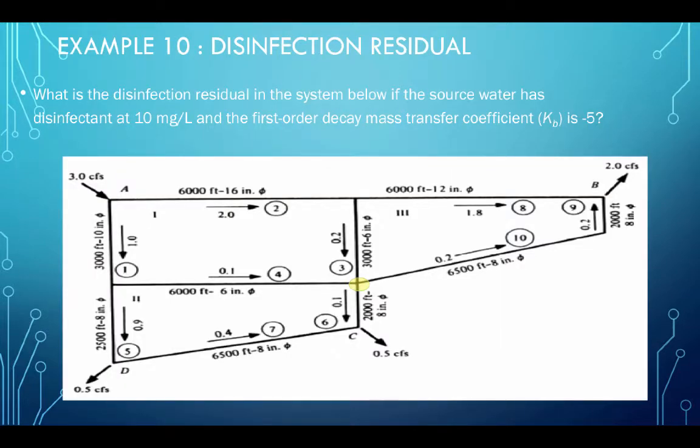Let's just do a simple example to see how you would build such a model. So here's our network, and we're asking the question, what's the disinfection residual in the system below if the source water has a disinfectant at 10 milligrams per liter, and the first order decay coefficient, K sub B, is -5. Where we got the -5 and the 10 from is irrelevant at this time. They're actually invented numbers to illustrate how to parameterize the model.